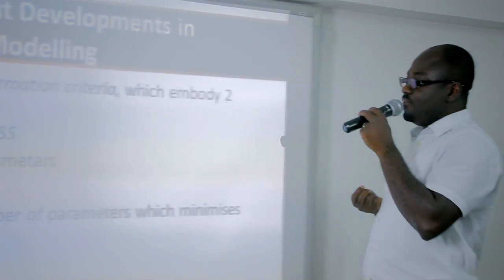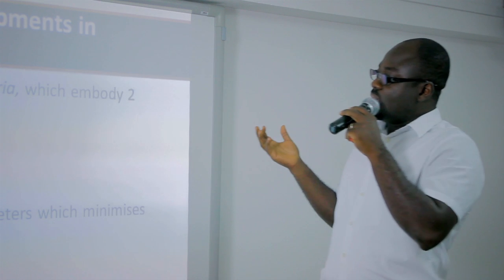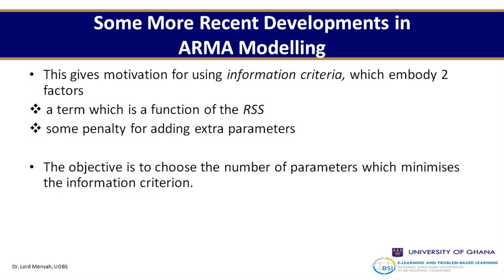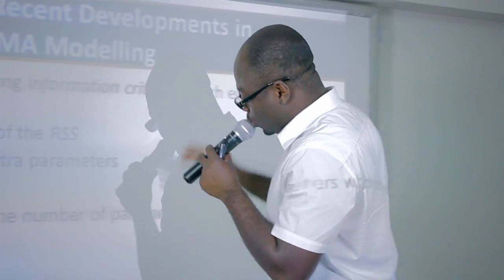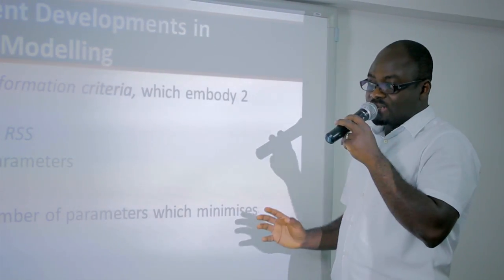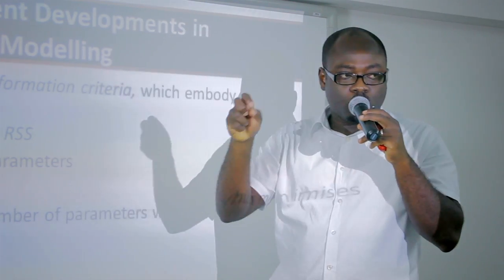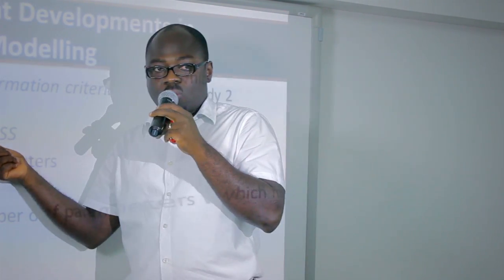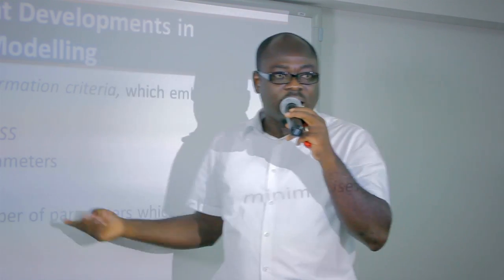What does this information criteria do? We have a term which is a function of the residual sum of squares. In every regression, you can get the residual sum of squares, and then some penalty for adding extra parameters. We've realized that R square always increases if you keep on adding more parameters to your regression model. So the objective is to choose the number of parameters which minimizes the information criteria. What goes into it is the residual sum of squares and the penalty for adding extra parameters.